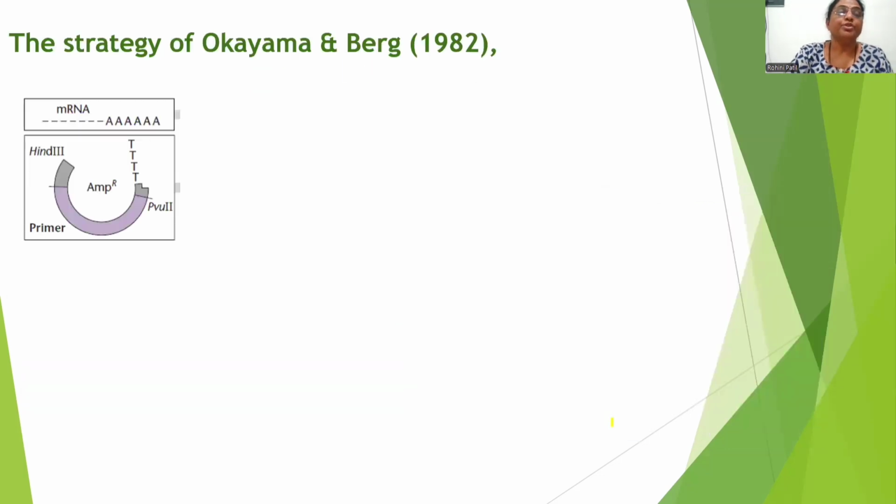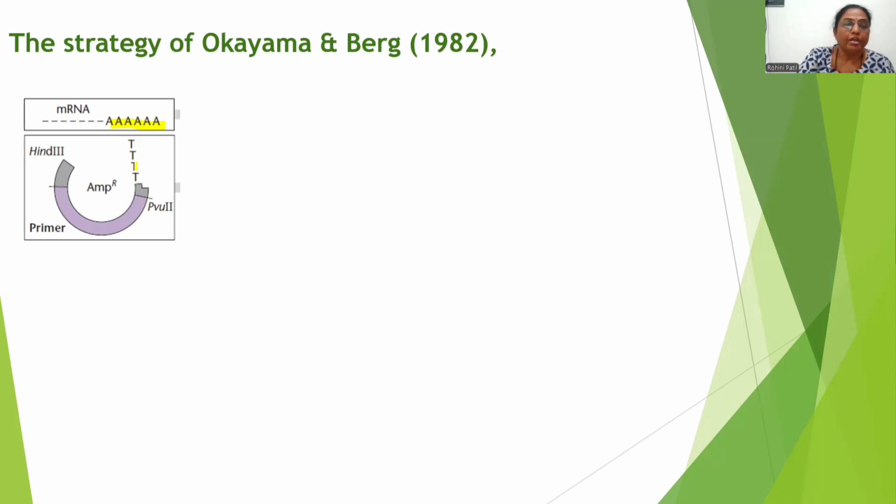In the next approach, there is a direct synthesis of the cDNA on the vector itself. Here it is an mRNA, and mRNA has a 3' poly A tail. Here the vector has been cleaved, and on the vector, with the help of terminal transferase and the use of dTTP, there is a synthesis of the poly T tail.